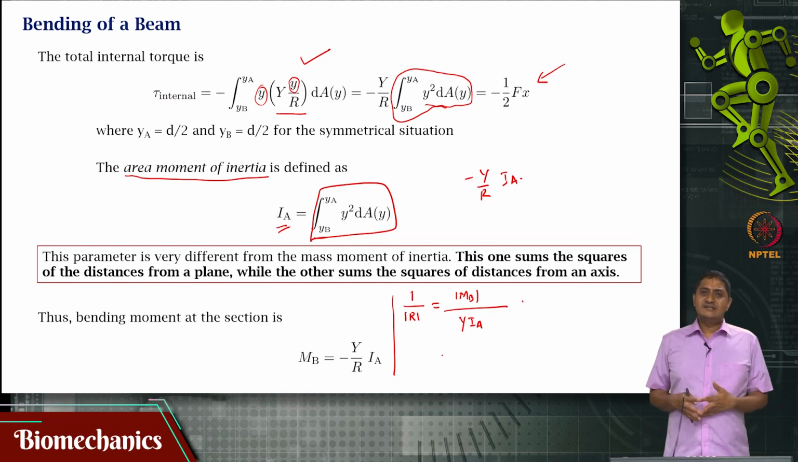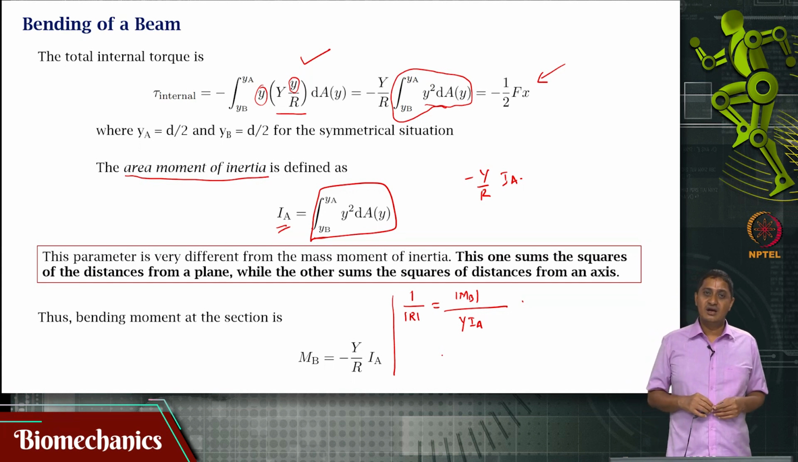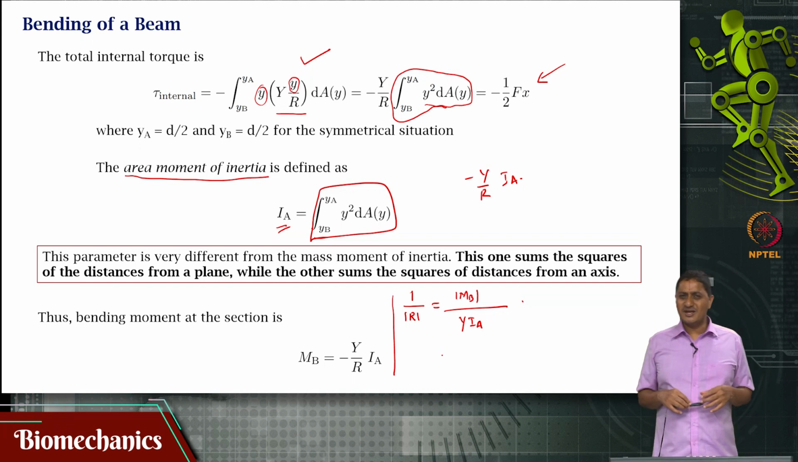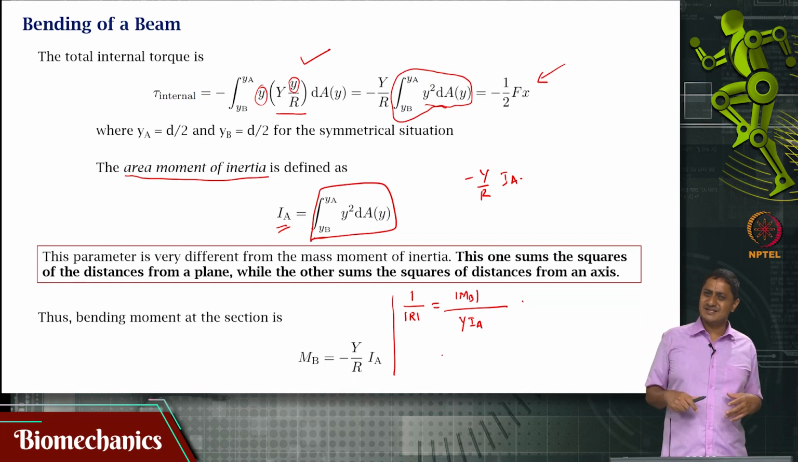Now, that means the shape of the object, or the area moment of inertia, influences to a great degree the amount of bending that is there. If you want to minimize bending, you want to maximize the area moment of inertia. How can you maximize the area moment of inertia? Why is this important? Why are we discussing this? Because we are discussing bending of bones.